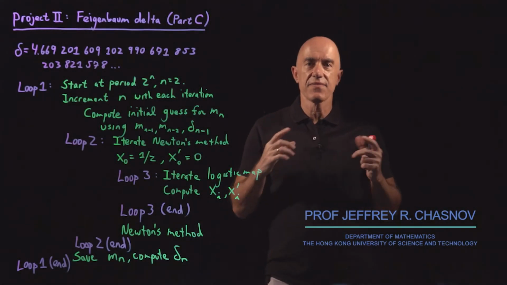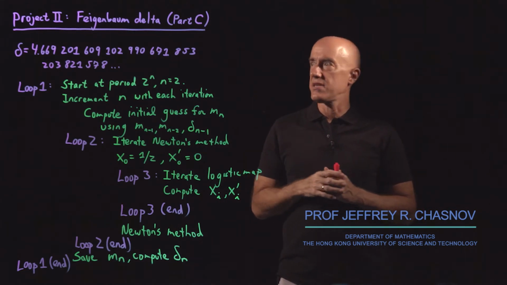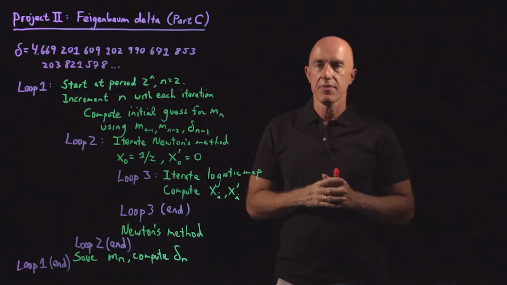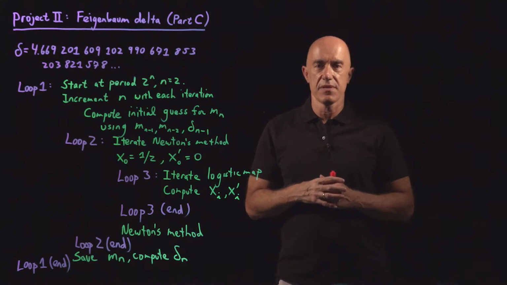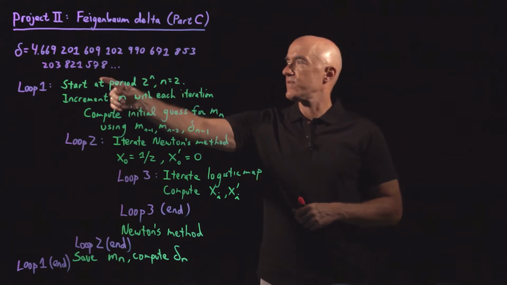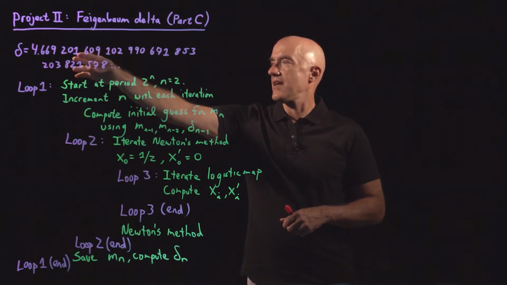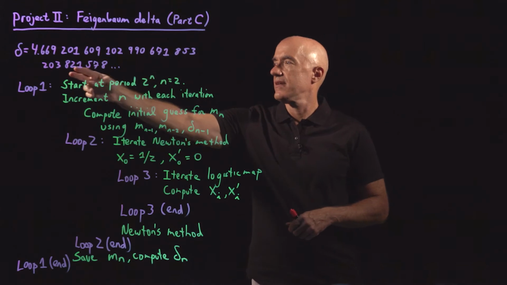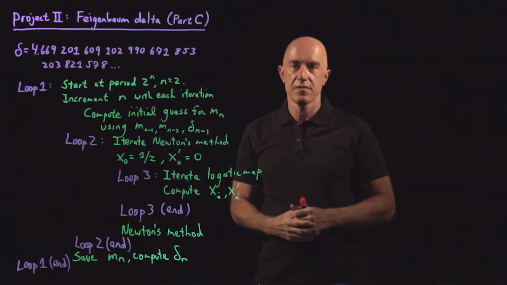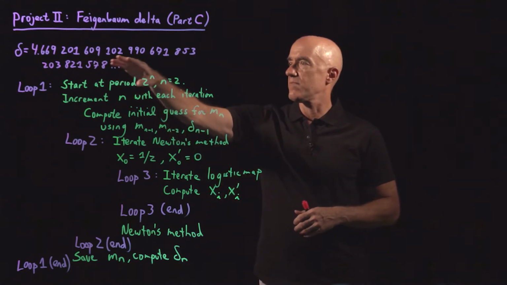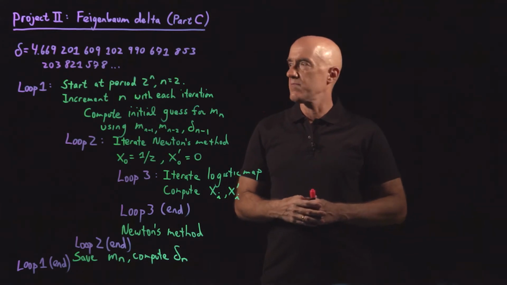Okay, this is the last video on explaining your second project, the computation of the Feigenbaum delta. To give you an idea of how accurate this constant has been computed, this is what I pulled from the web. The delta is 4.669, and then we have all these digits. So obviously, in double precision, this is impossible, right? Because we're limited to the number of digits that we can hold in a number in the computer.